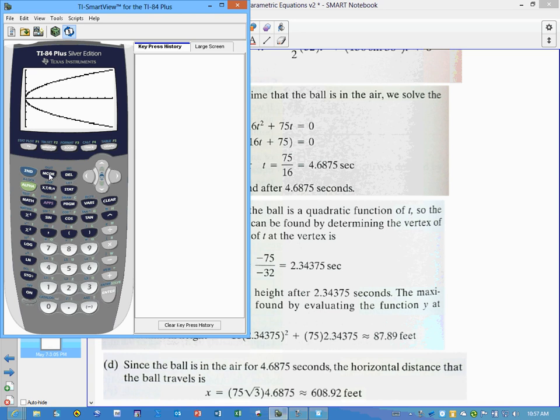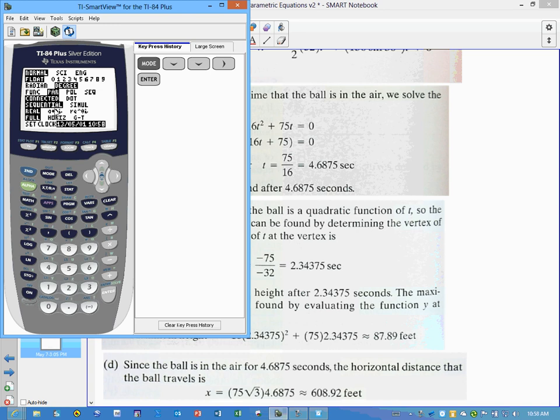First, I want to go to mode, and I want you to build the habit of checking your mode before every problem. Because like we said before, sometimes we're in feet, sometimes we're in meters, sometimes we're in radians, sometimes we're in degrees. And if you remember, in this problem we were in degrees, so I am going to go ahead and change my mode to degrees. This is a habit I really want you to get into: check your mode before every problem.